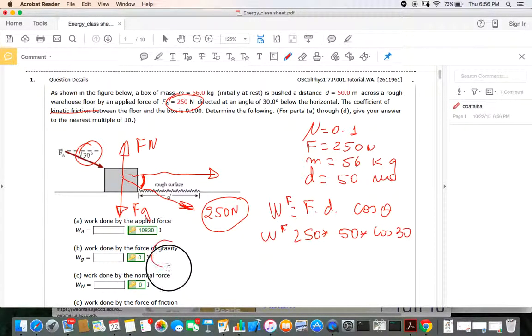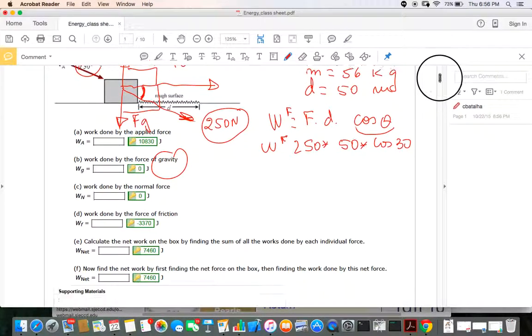Now, the work done by gravity is zero because work involves the cosine of the angle between the force and the displacement vector, and the angle for gravity as well as for the normal force is 90 degrees. So the work of these two forces is zero. Cosine of 90 is zero.